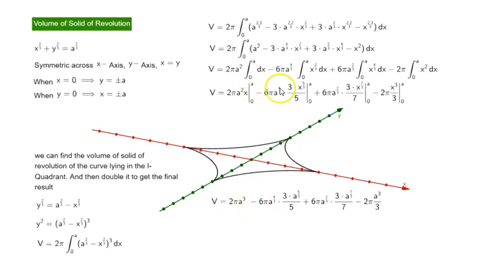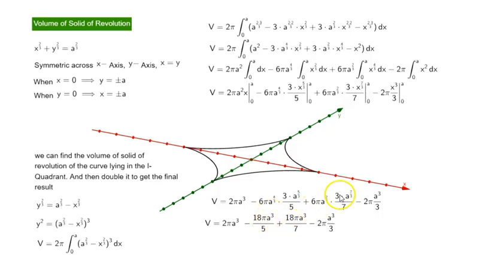Minus 6 pi a^(4/3) times 3/5 times x^(5/3). So we substitute a. We get a^(5/3), plus 6 pi a^(2/3) times 3/7 times a^(7/3) minus 2 pi times a cube by 3. Let's simplify this. We have V is equal to 2 pi a cube minus 6 times 3 is 18 pi a^(4/3) times a^(5/3). That is a^(4/3 + 5/3). That is 9/3, which is a cube.